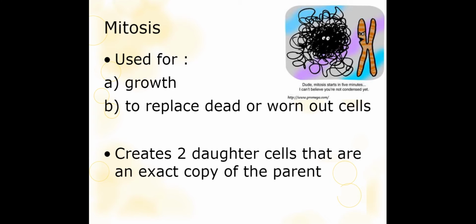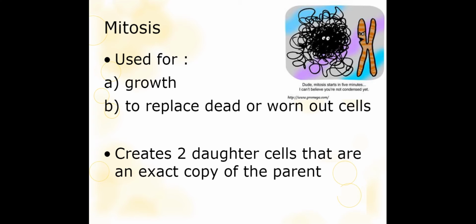Then the cell gets ready for mitosis. The reason cells have to go through mitosis is to allow the organism to grow and to replace the dead or worn out cells. So when you were born, you had a set number of cells. Those cells didn't just get bigger to allow you to grow, you actually increased the number of cells that you have in your body.